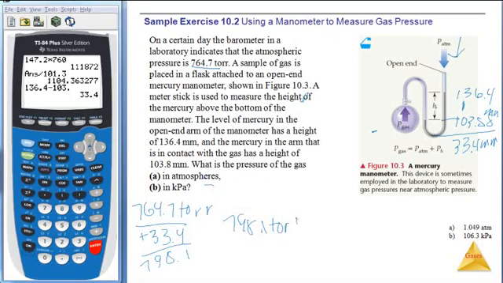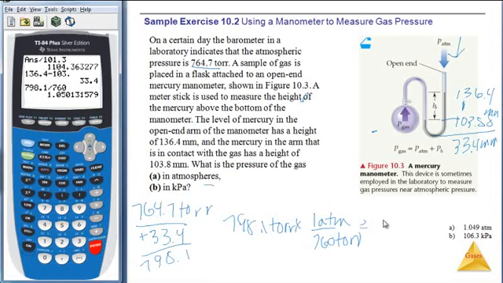It wants the answer in atmospheres, so I'm going to take that 798.1 torr, and what I know is there are 760 torr in 1 atm. So if I punch that in, 798.1 divided by 760, I get 1.05 atm.